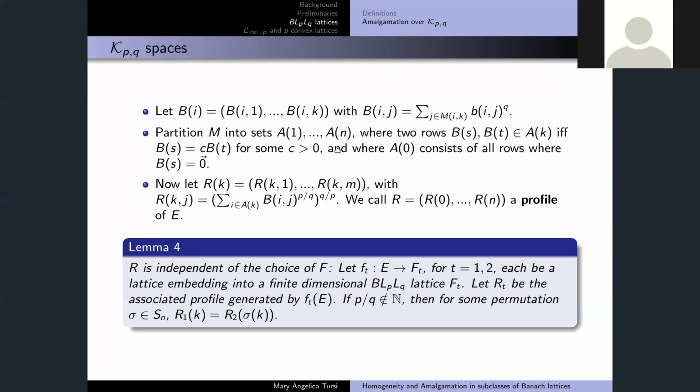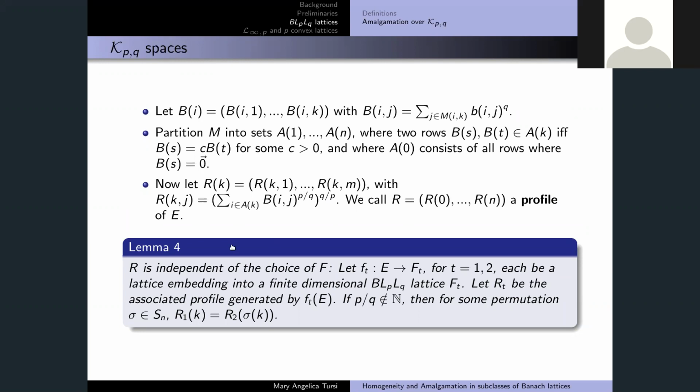And then I'm going to take all of these rows, and m, we're assuming here, is the number of l_q rows that we're adding up with a p-sum. We're going to partition those rows into sets A_1 through A_n, where two rows are in the same set in your partition if they are non-zero linear multiples of each other. And then we let A_0 be all of the rows that are not supporting any of the atoms in E.